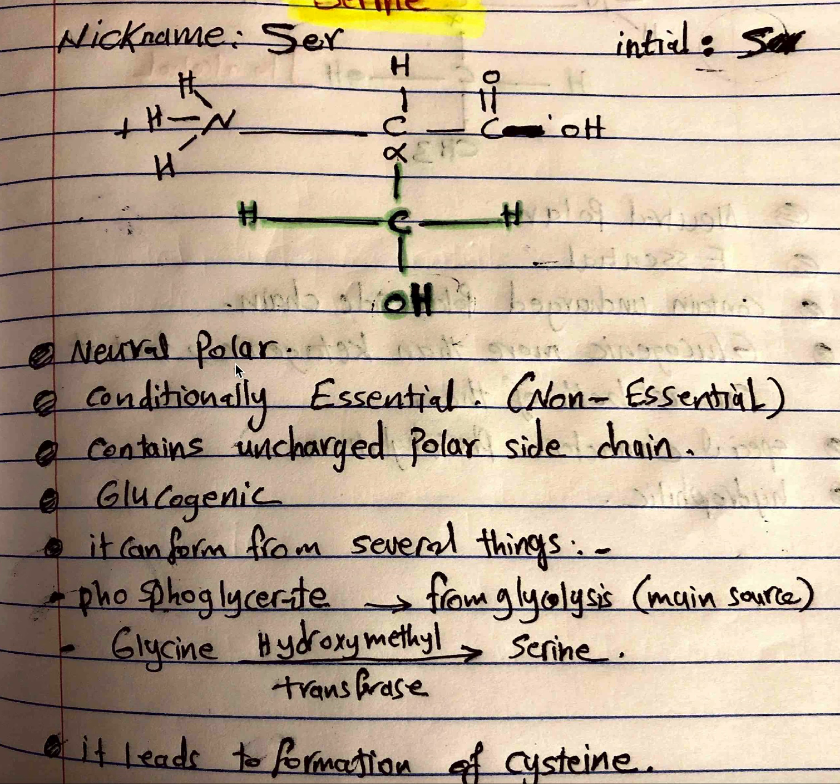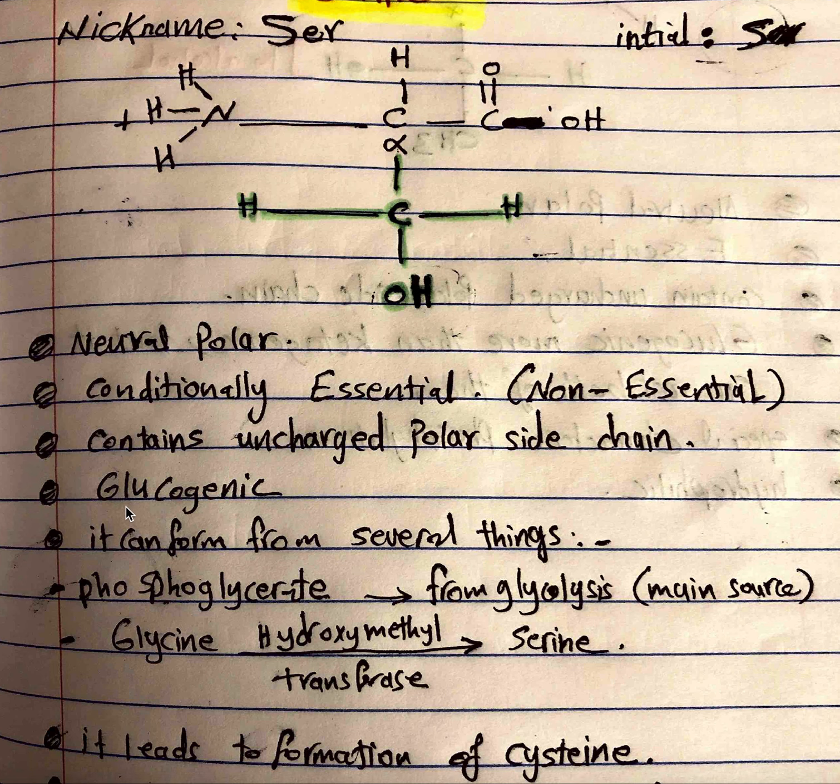So the first one is neutral polar, and that's because of this OH. And it's conditionally essential, though most of the resources say that it is non-essential. It's non-essential, so the body doesn't have to take it from outside sources, but you can say it's non-essential because most of the resources say so. It contains an uncharged polar side chain. It's polar, but it's not charged. And also glucogenic, it produces energy.